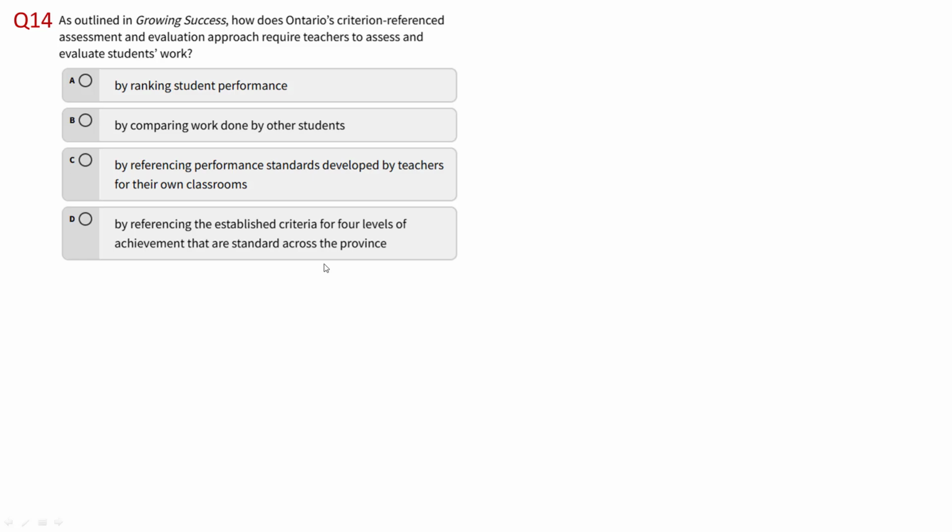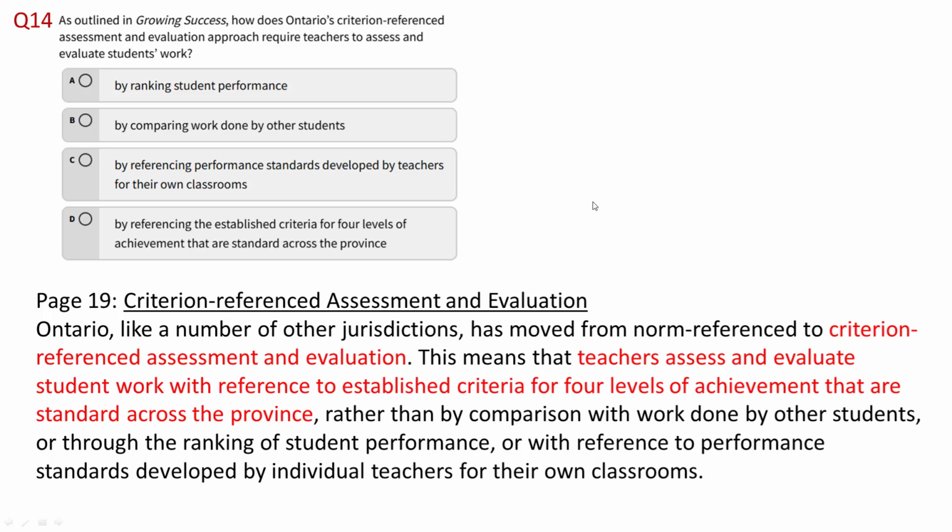Number 14, as outlined in Growing Success, how does Ontario's criterion referenced assessment and evaluation approach require teachers to assess and evaluate students' work? And this is on page 19. Ontario, like a number of other jurisdictions, has moved from norm reference to criterion reference assessment and evaluation. So teachers assess and evaluate student work with reference to established criteria. So you're not comparing students, you're comparing to whatever the criteria is for 4 levels of achievement that are standard across the province. So that would be answer D here: by referencing established criteria for 4 levels of achievement that are standard across the province.